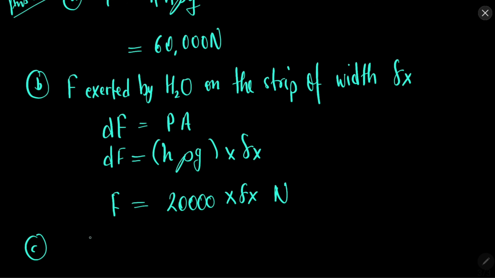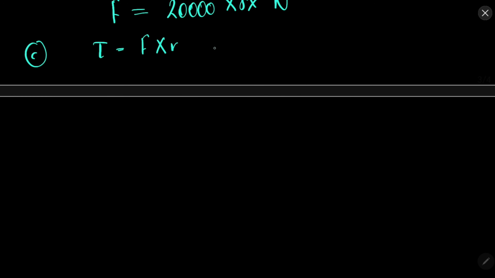Now how to find the torque? The torque can be found by this formula, force into perpendicular distance, or F cross R. It will be 20,000, and here 1 minus x will be there, delta x Newton meter.